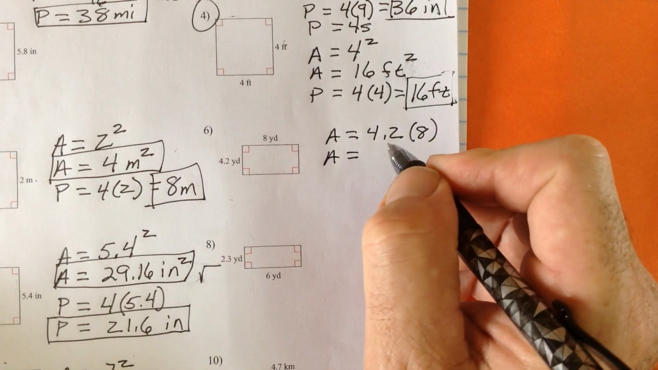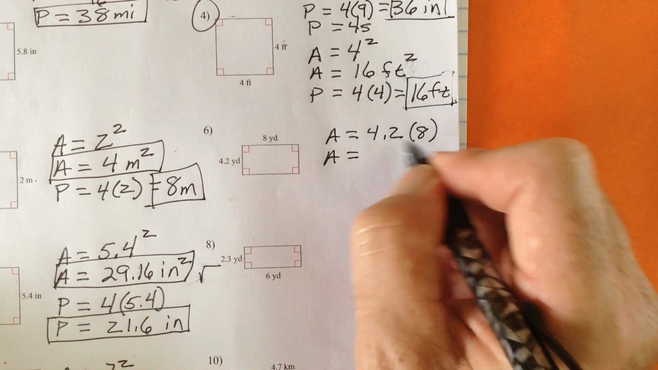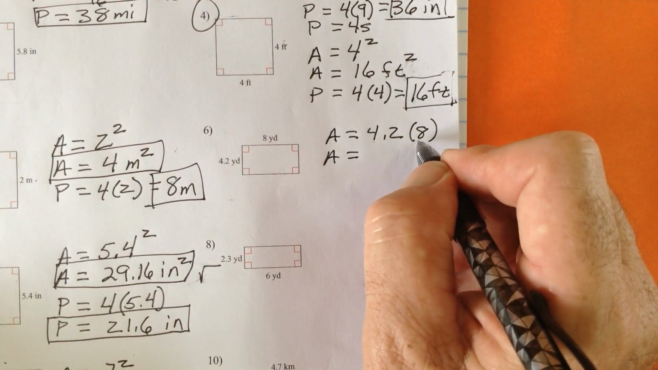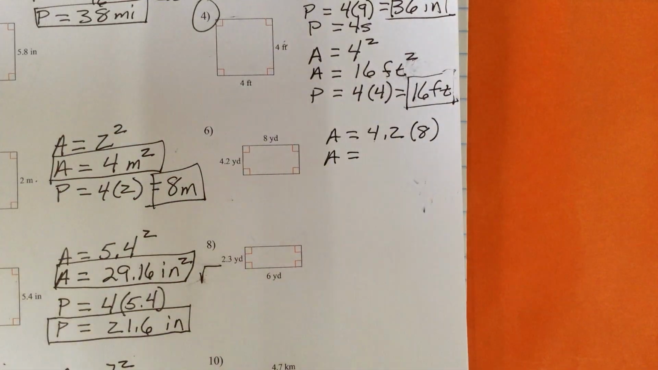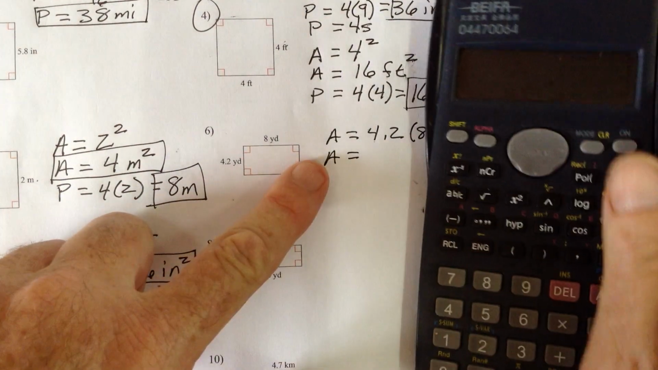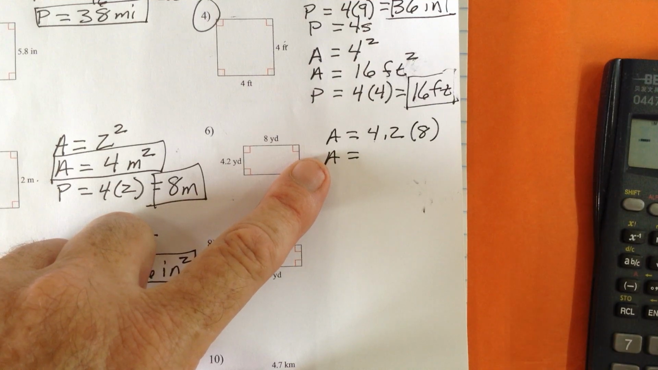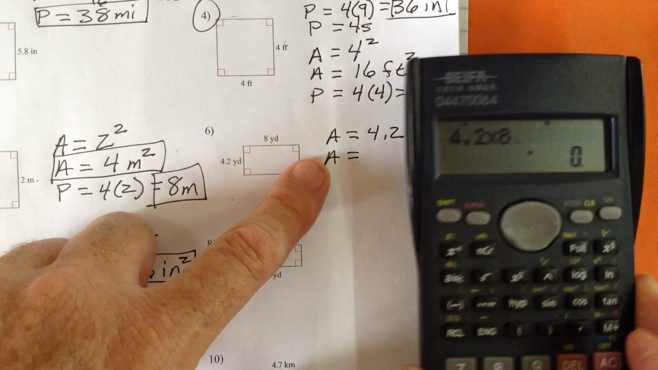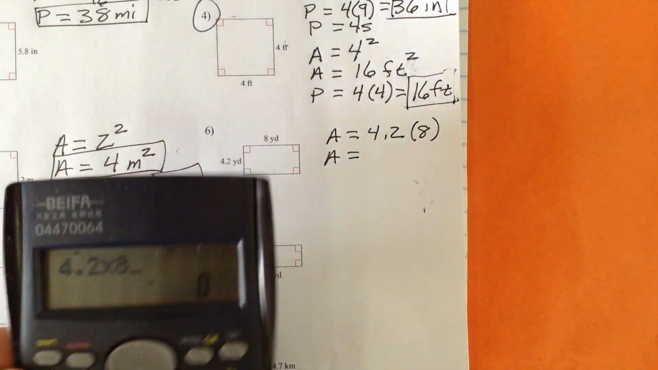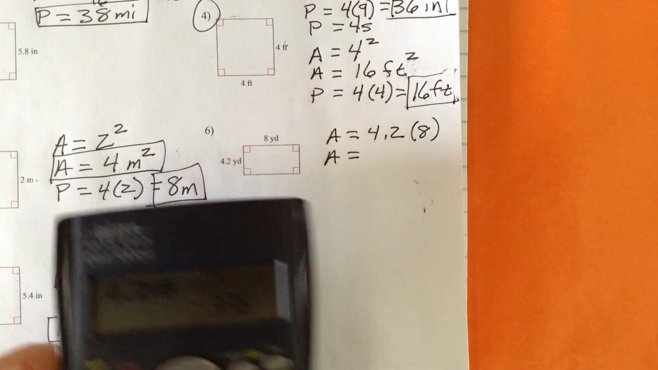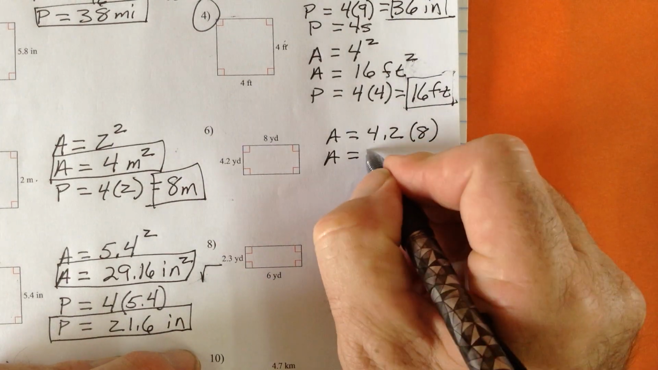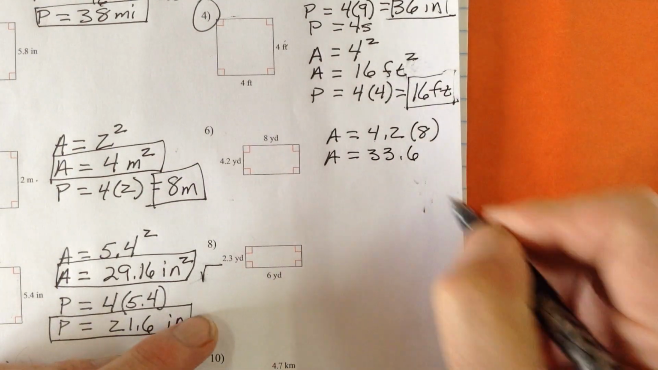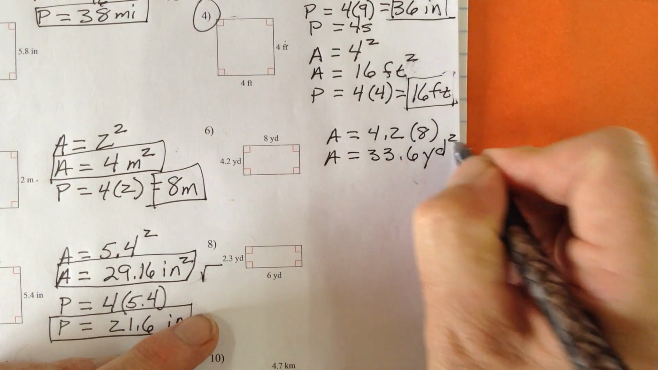So the area here, 4.2 times 8. I didn't work these out either, so I've got to do it live here. 4.2 times 8 on the calculator equals 33.6. So it's 33.6 square yards.